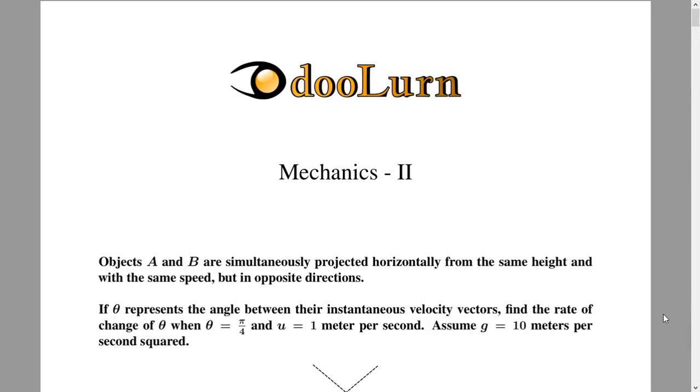Objects A and B are simultaneously projected horizontally from the same height and with the same speed, but in opposite directions. If theta represents the angle between their instantaneous velocity vectors, find the rate of change of theta when theta equals pi by 4 and u equals 1 meter per second. Assume g equals 10 meters per second square.